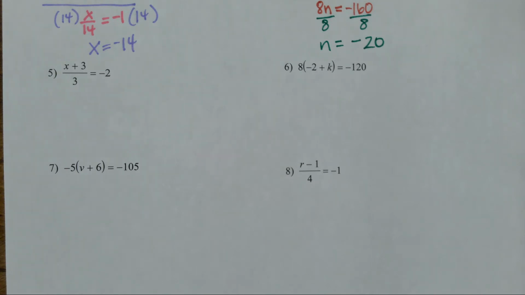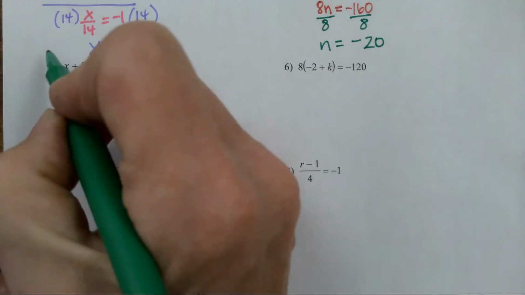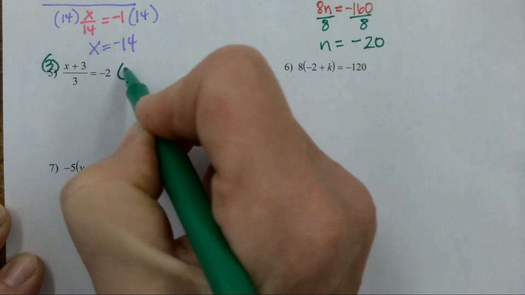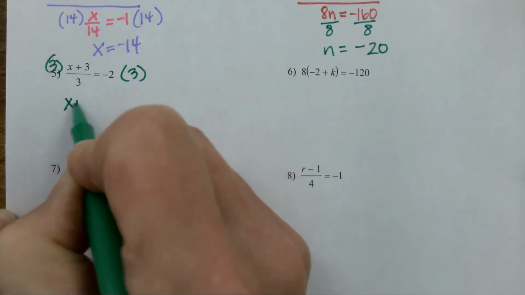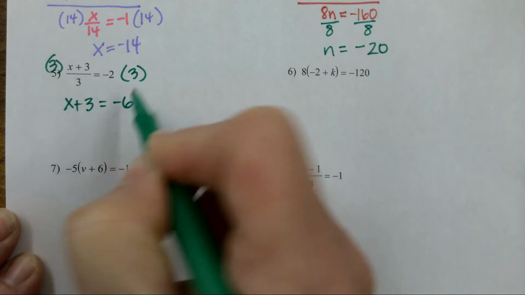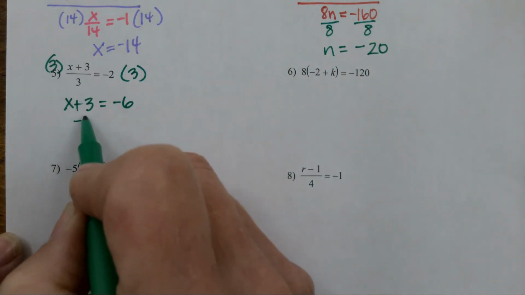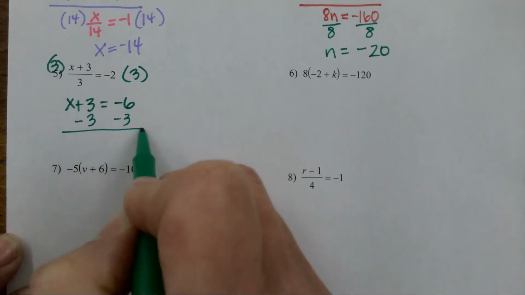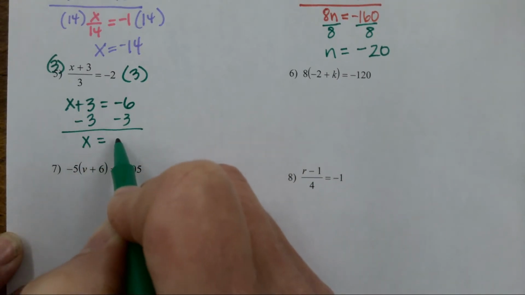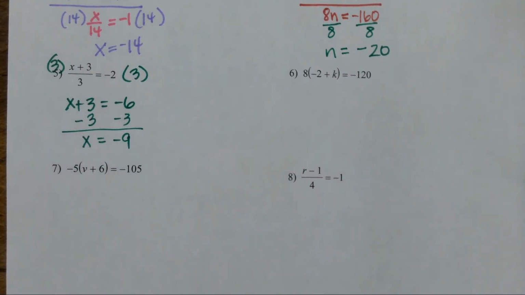Those are the weird ones that you're going to multiply that out first to free up the x plus 3. And then I'll finish off by minusing 3. Negative 9. Perfect. Likewise, in number 6, that addition of negative 2 and k is blocked by the 8.